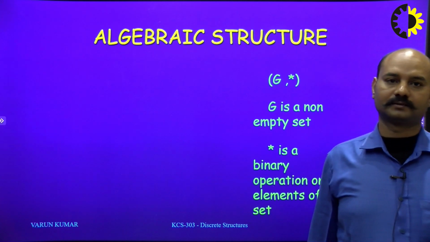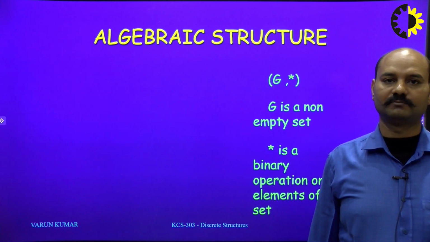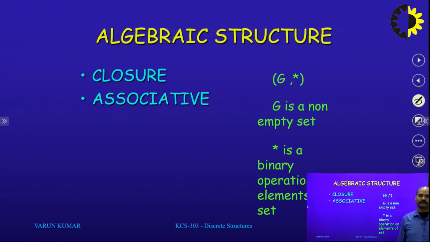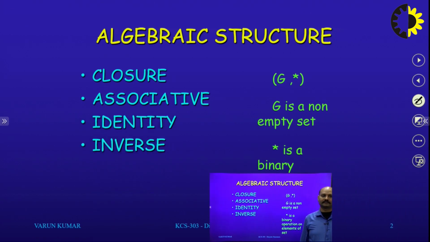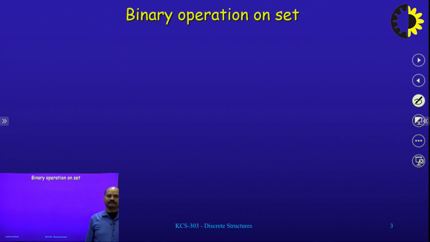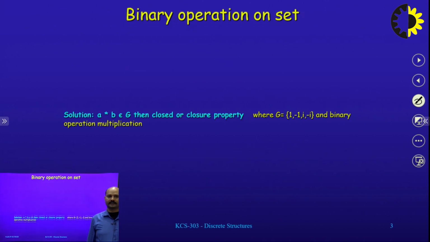And after that we check the behavior of the elements of the algebraic structure. It can follow any of these properties: closure, associative, identity, inverse and commutative. Let's discuss each and every property one by one. That is, binary operation on a set.